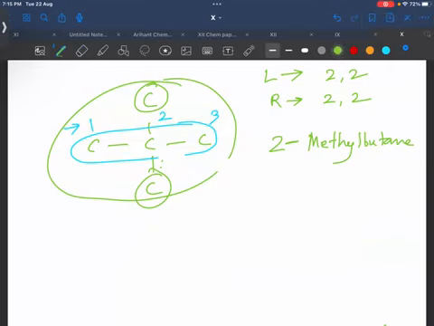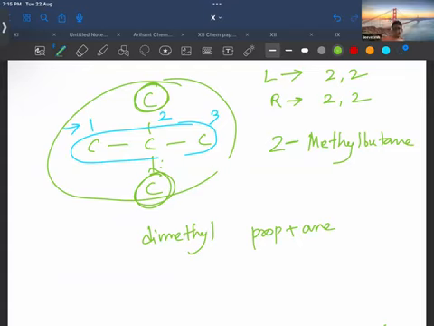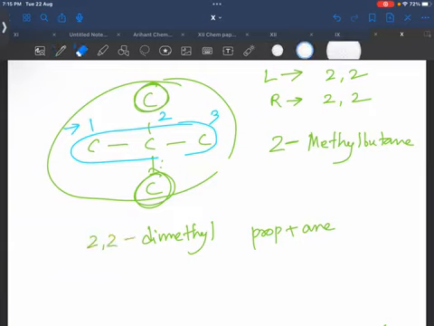In the parent chain, how many carbon atoms are there? 3. So the word root will be prop, and ane is the primary suffix because it is a single bond. Since there are two similar substituents, first it's going to be dimethyl. This di tells you that there are two methyl groups. And you have to give the position of both. Both are located at the second carbon, so write 2,2-dimethyl. The comma is there so that there can be a gap between the two numbers. So the name will be 2,2-dimethylpropane.